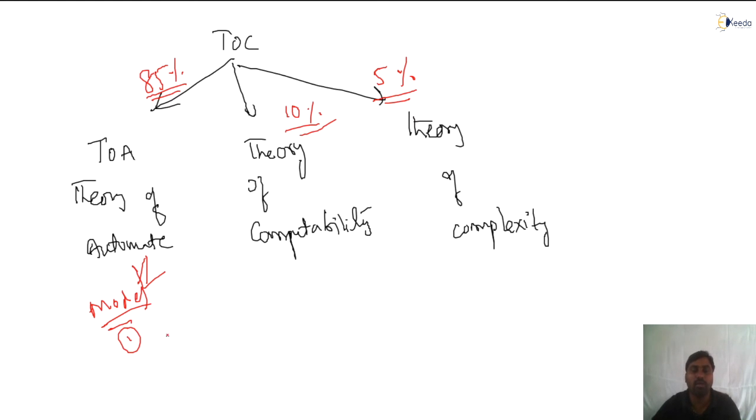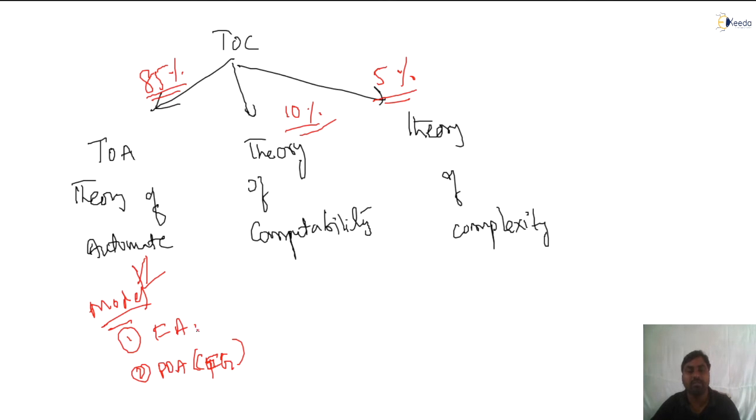Example, mathematical model example, if I take FA. Second one, I can take pushdown automata, or what it is generating, context free grammar. Please do understand. 85 percent of the work we are talking of theory of automata, nothing but there are computing models. There are many models: finite automata, pushdown automata, Turing machine, linear bounded automata. Their properties, their capabilities we will observe here.